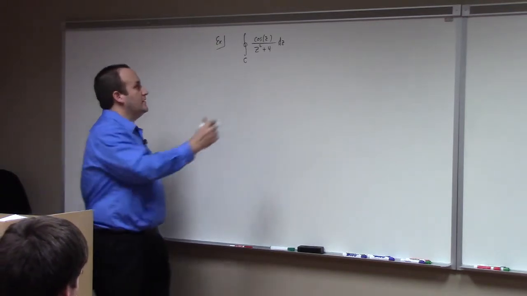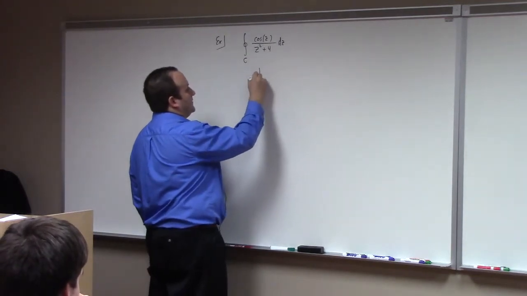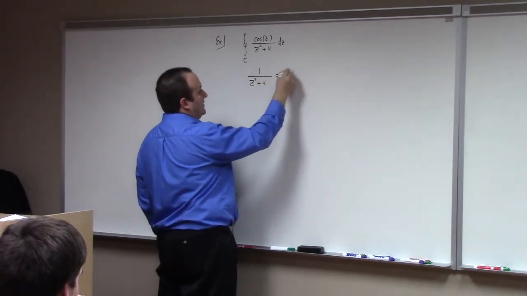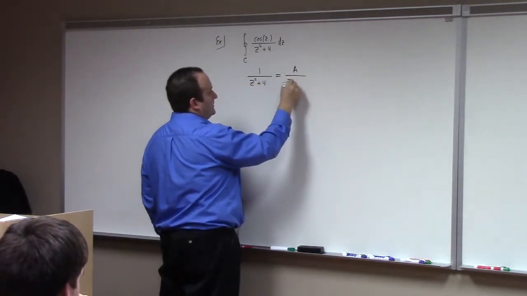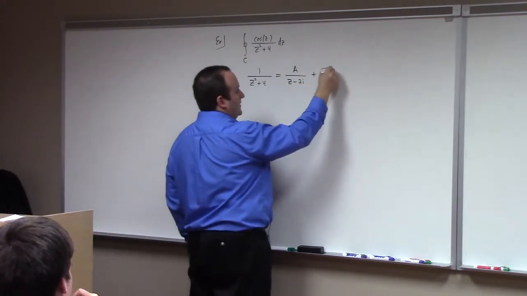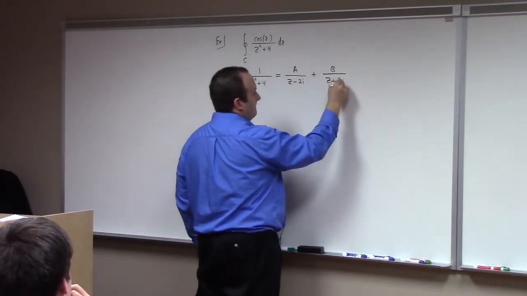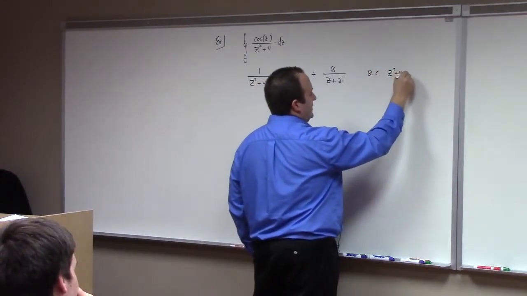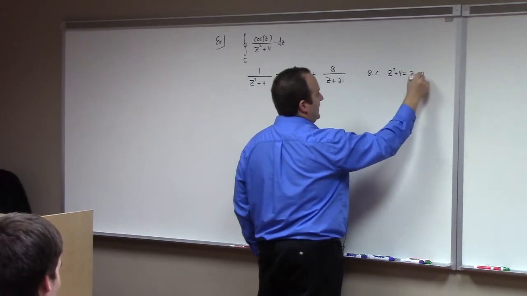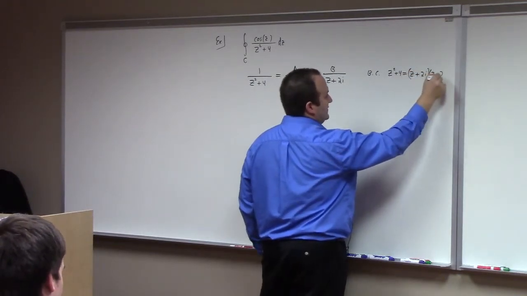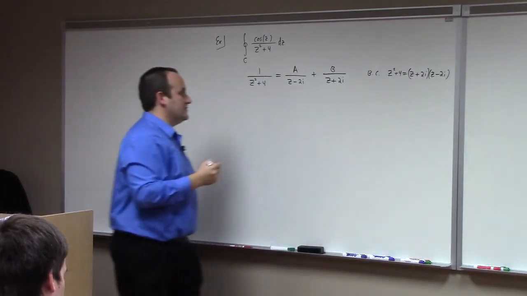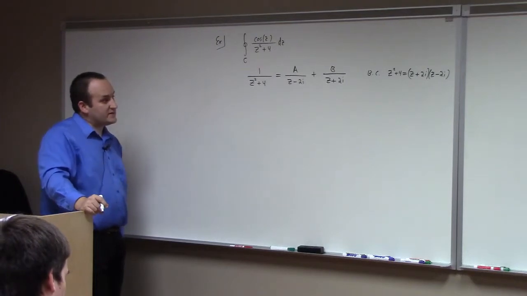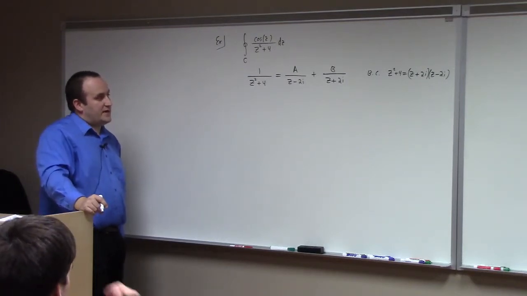And so here, there's this technique called partial fractions, which says I can rewrite 1 over z squared plus 4 as a over z minus 2i plus b over z plus 2i, because z squared plus 4 is equal to z plus 2i times z minus 2i. So there's this general technique of partial fractions which suggests I can rip apart a rational function and write it as a sum of basic rational functions like this. And so basically I just got to figure out what's a and b.